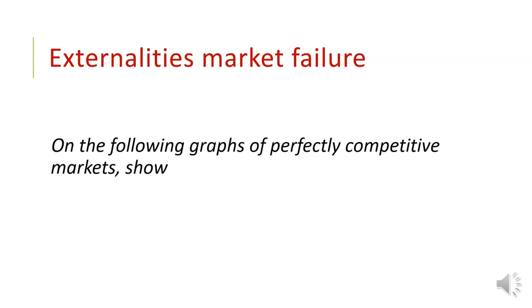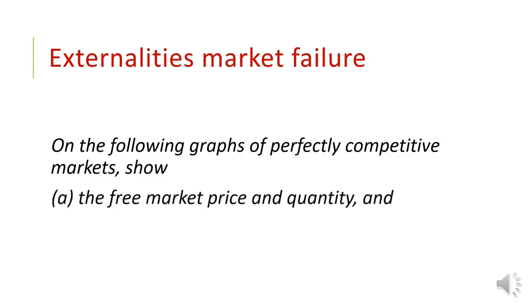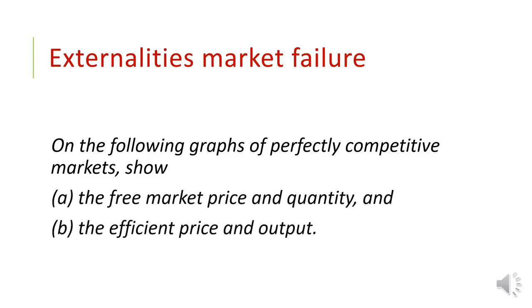So on the following graphs of a perfectly competitive market, so here we're talking about supply-demand, basically. We want to show the free market price and quantity, and the efficient price and quantity or output. So efficient here, remember, will mean allocatively efficient. And what does allocatively efficient mean? It means the output, the allocation of resources such that the output being produced generates a marginal social benefit that just equals the marginal social cost.